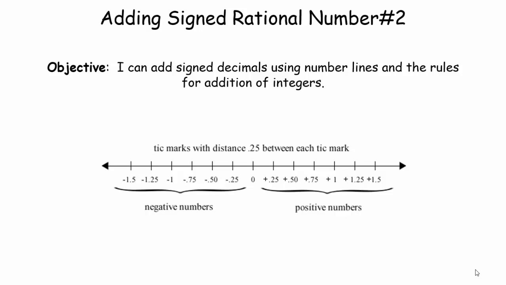Tonight we're going to continue our discussion on adding signed rational numbers. Last night we focused on fractions. Tonight we're going to focus on decimals. So our learning objective for this evening is I can add signed decimals using number lines and the rules for addition of integers. We're realizing once we have those rules for our addition of integers, we can apply them to signed fractions. We can also apply them to signed decimals.